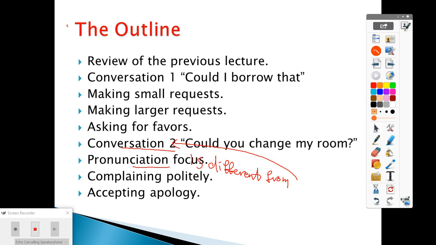Now the outline. The outline means the major points of the lecture. It means the summary of the lecture, the headlines, the red lines, whatever you can name it.